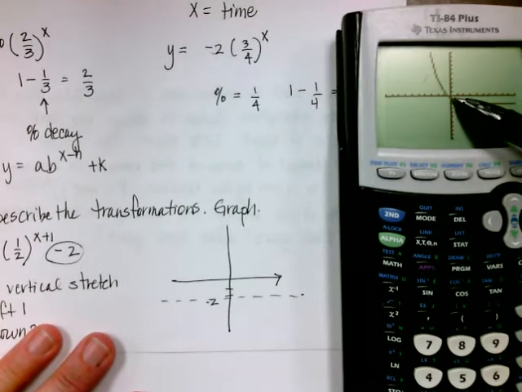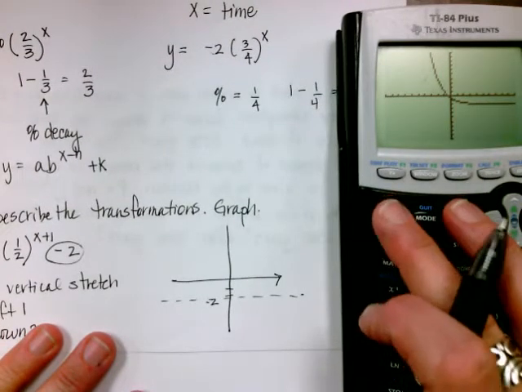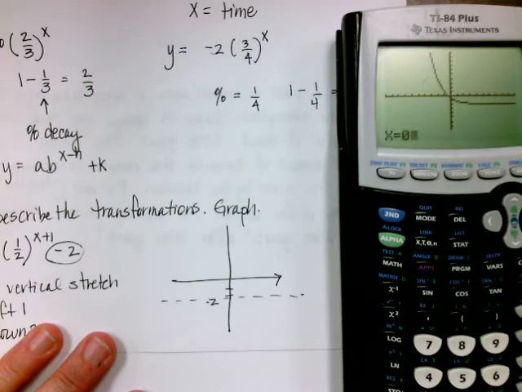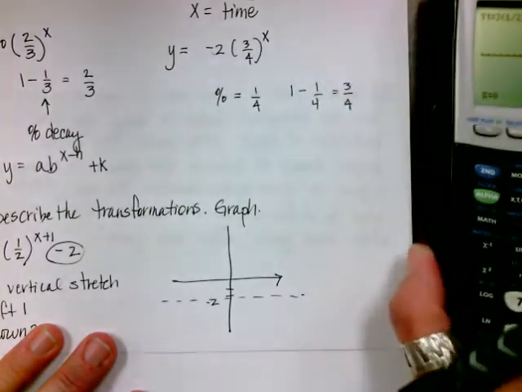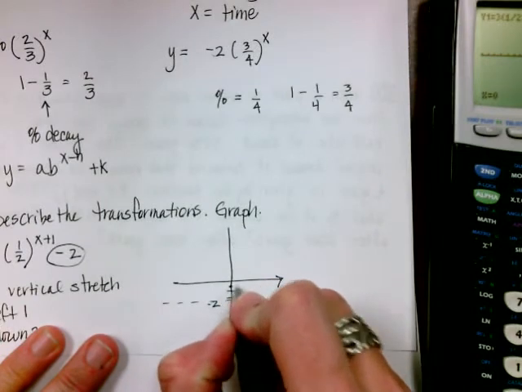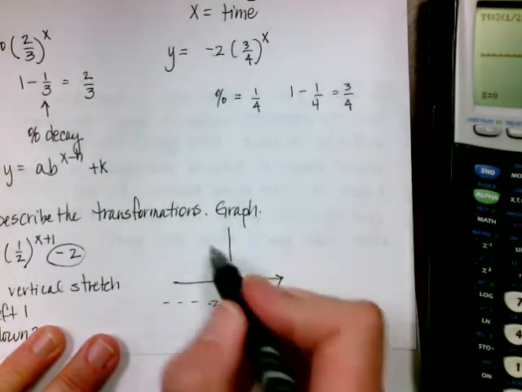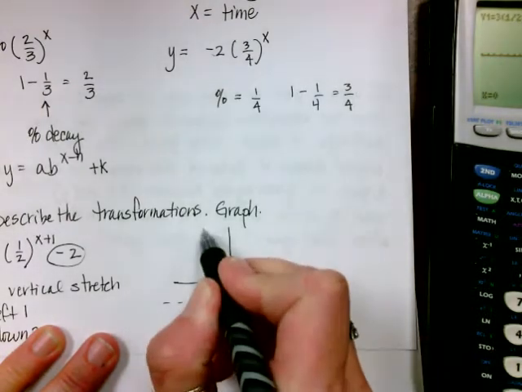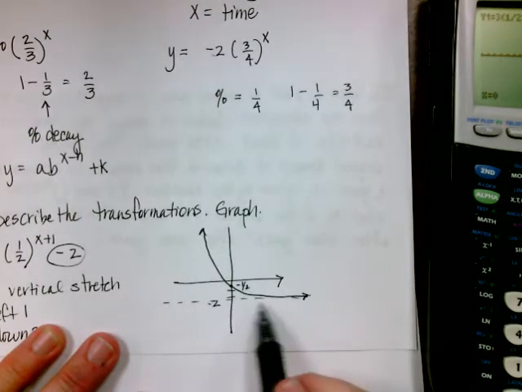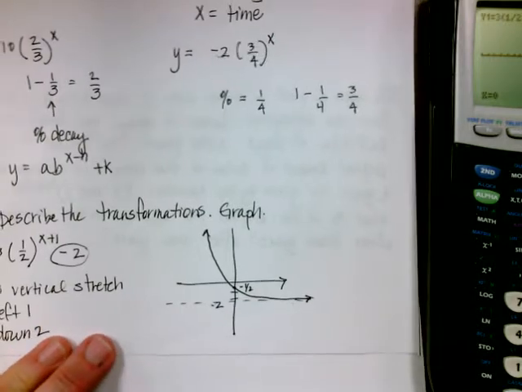The only other thing that I need to do now is find the y-intercept. So second, calculate value. I enter 0, and I have that it occurs at -1/2. So right there, the -1/2 is going to be where it crosses. And then, even though my drawing looks really bad, it will never cross the horizontal asymptote.